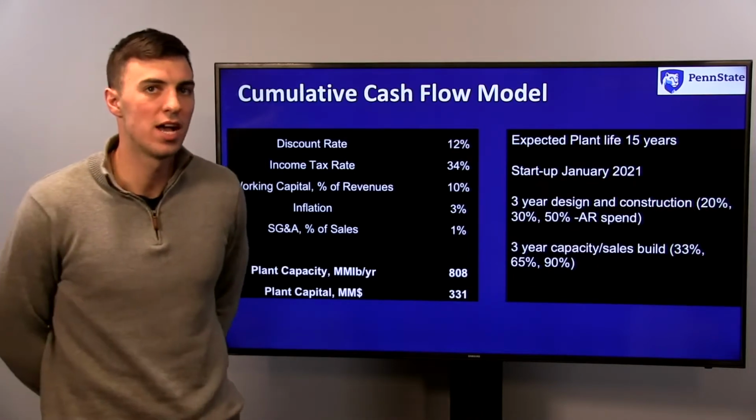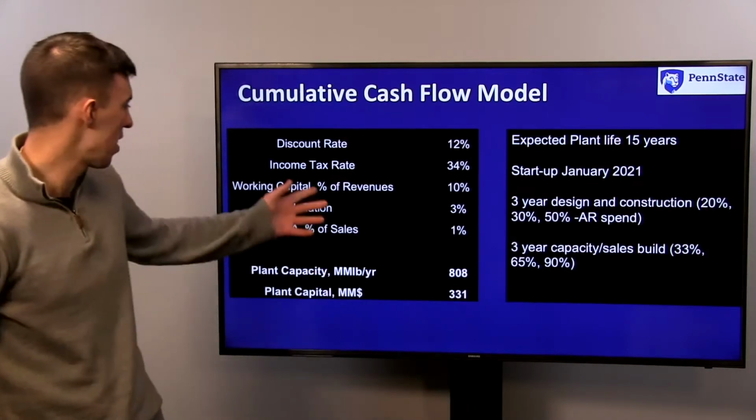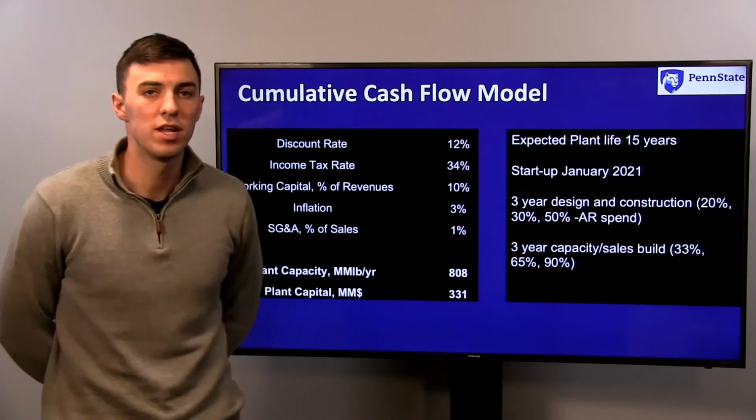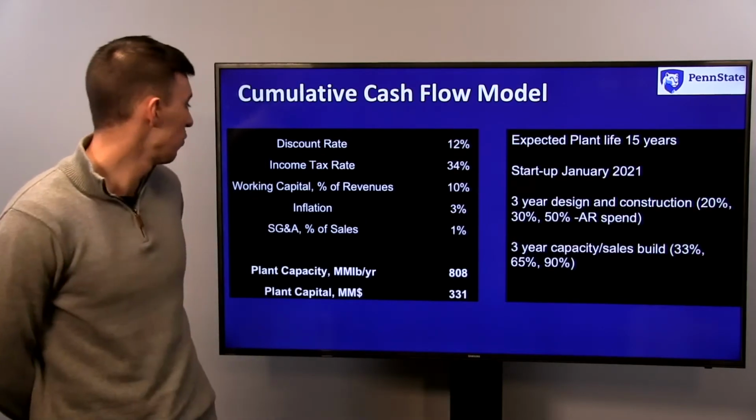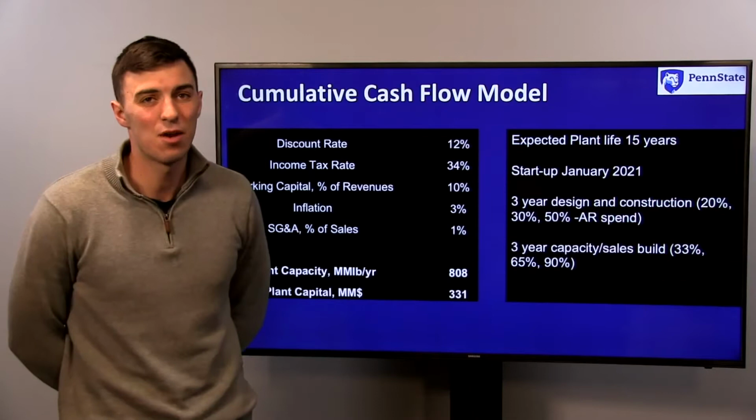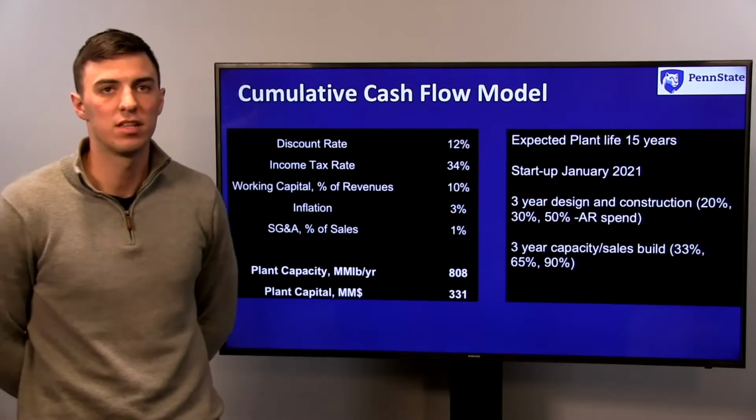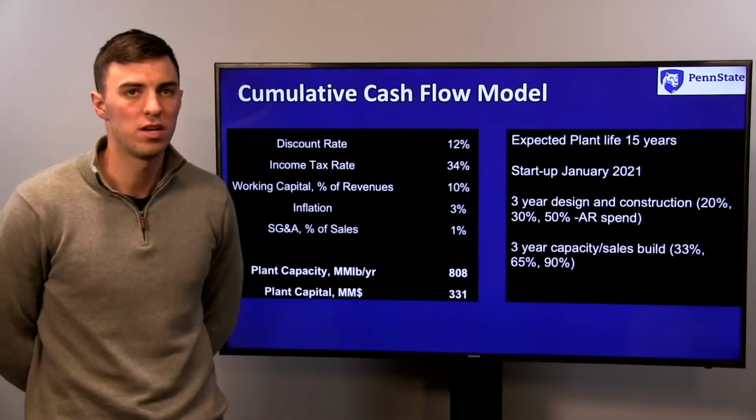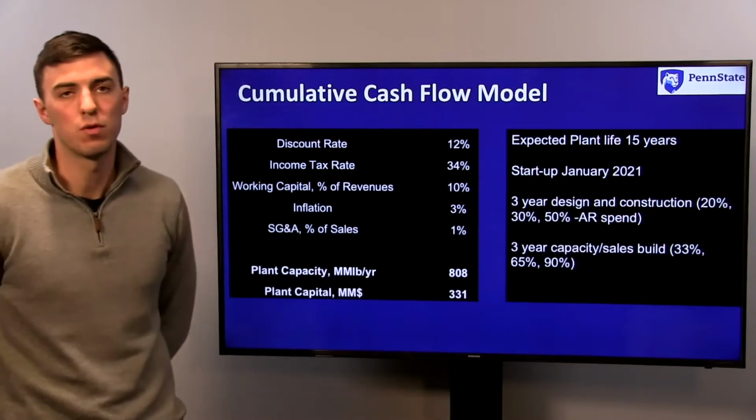Now I'm going to talk about the cumulative cash flow model, and here are just some of the specs we had to insert into the cash flow model right behind me. I've talked about a few of these already, the SG&A and inflation. The working capital was 10%. The discount rate we had, which affected the net present value, was 12%, and the income tax rate was 34%.